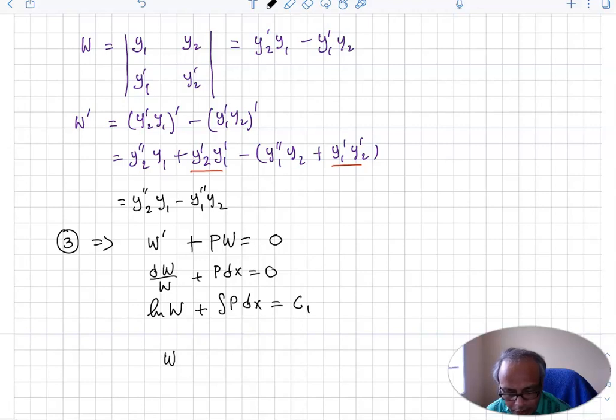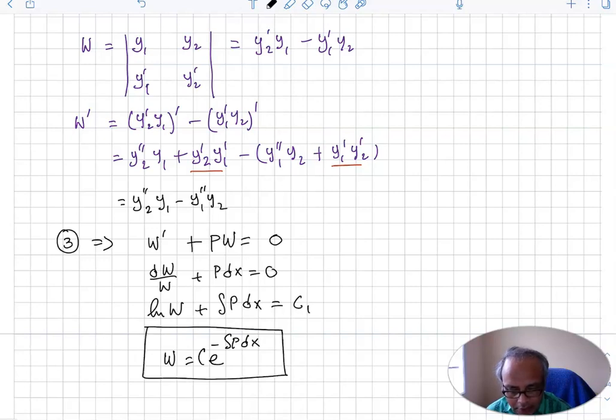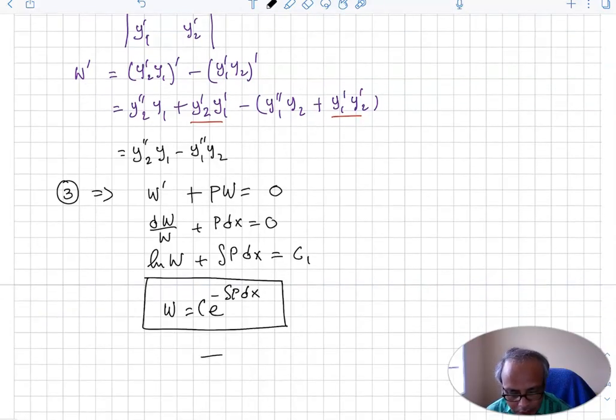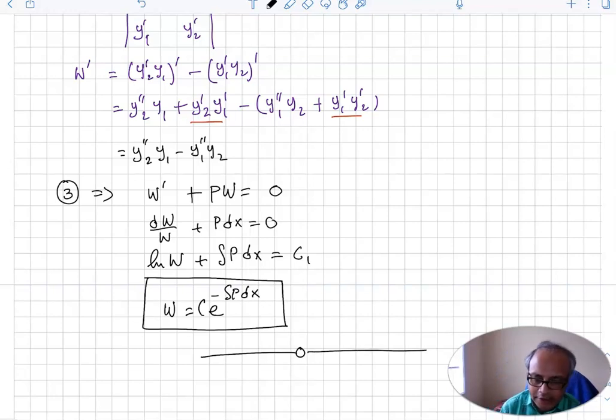So W equals, take the integral of p to the right hand side, which will be negative, and then e to the negative p dx, and then you have e to the c1, which is a constant. You write it here, and this is your Wronskian, and we can treat this as a formula if we wish.